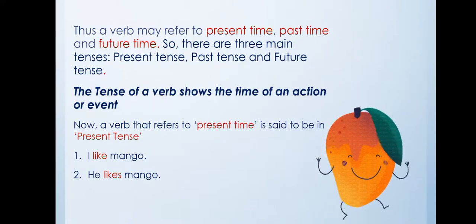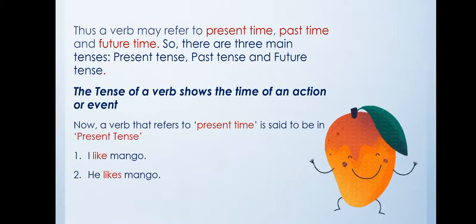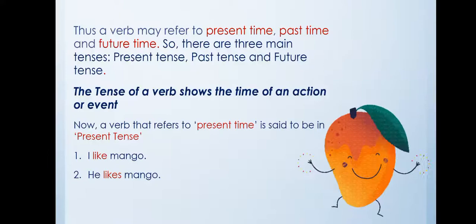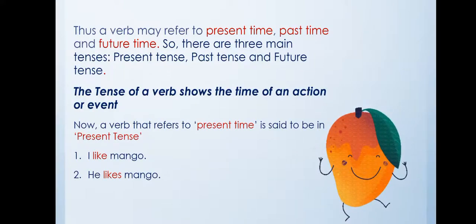Second sentence, he likes mango. As he is third person singular number, the verb in present tense takes S. So, this sentence is also in present tense. Let's move to the next slide. Let's see.